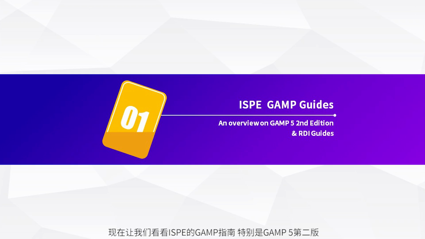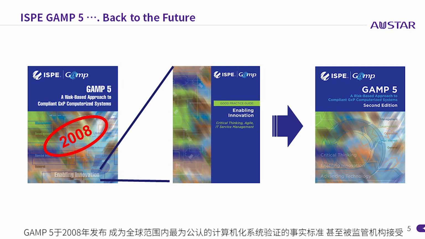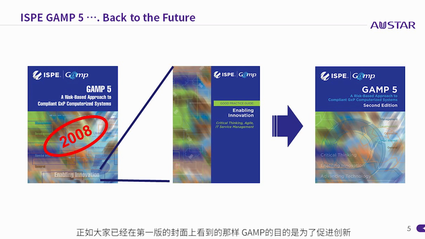Now let's look at the ISPE GAMP Guides, especially the GAMP 5 2nd edition. GAMP 5 was published in 2008 and became the most accepted de facto standard for the validation of computerized systems globally, even by the regulators. As you could already read on the cover page of the first edition, GAMP was intended to enable innovation. In 2021, the Good Practice Guide Enabling Innovation was published that addressed critical thinking, agile methodologies, and IT service management. Following that, the GAMP 5 Guide was updated to the 2nd edition.